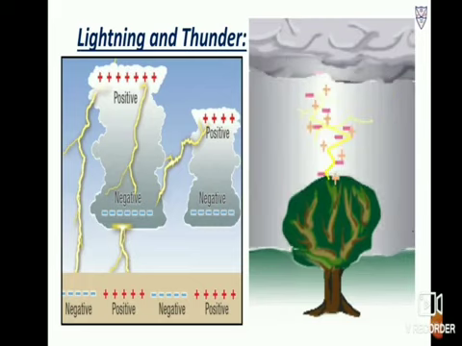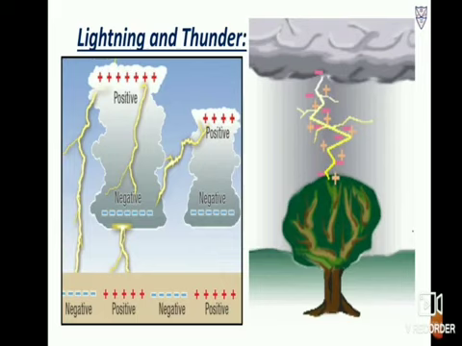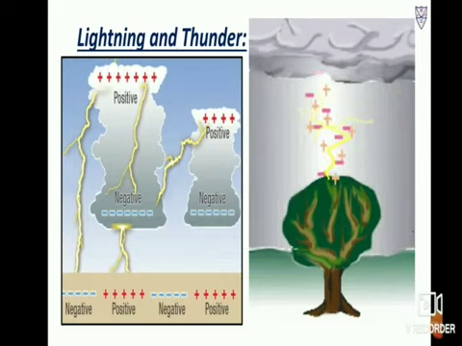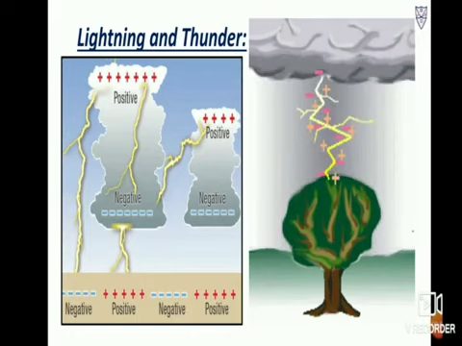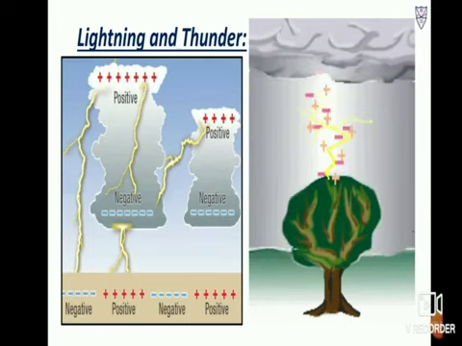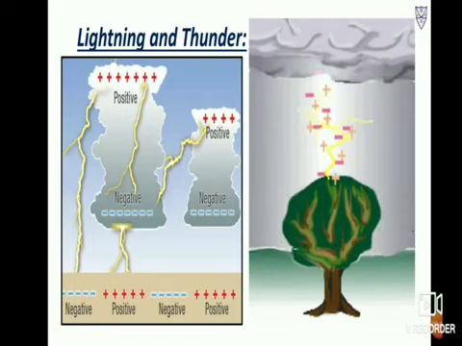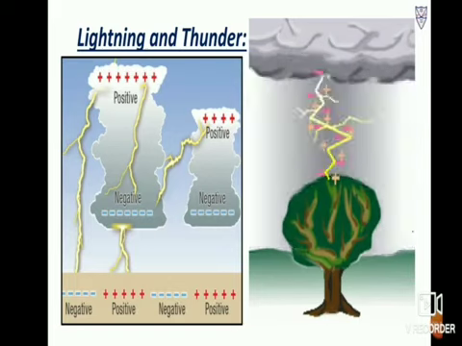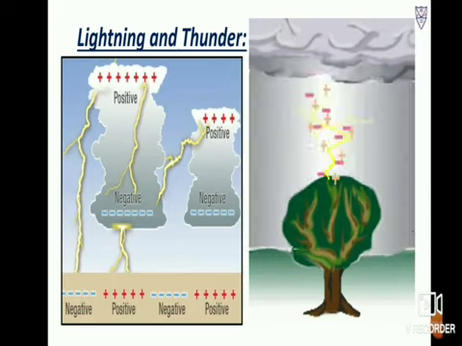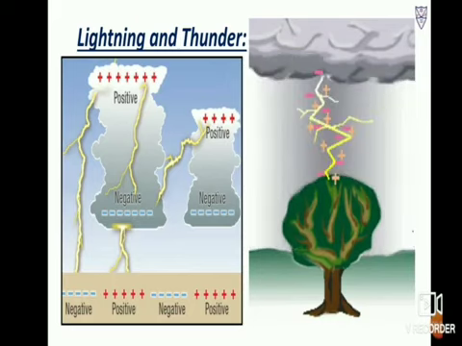Now when a charged cloud passes over a tall building or a tree, the negative charge at the base of the cloud pulls the positive charge from the tall building or trees in an upward direction. So as soon as the negative charge and positive charge connect, a continuous path is formed from the cloud to the tall building or a tree on the ground. So this will give rise to an electric discharge in the form of a lightning strike.